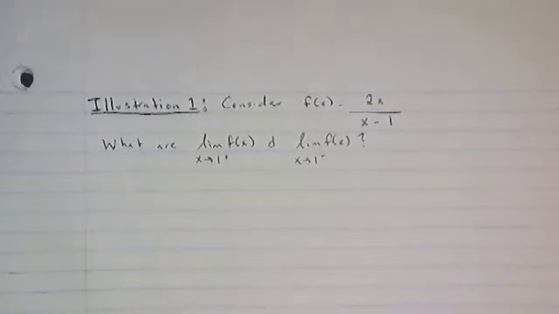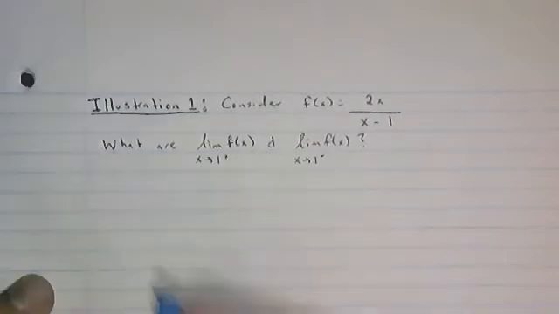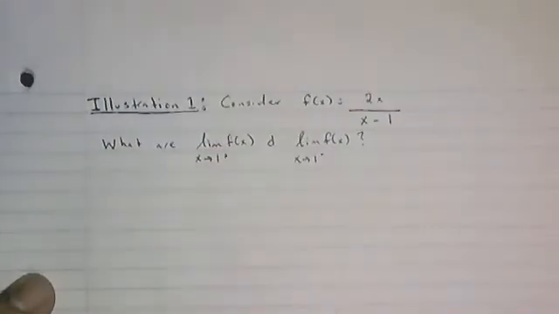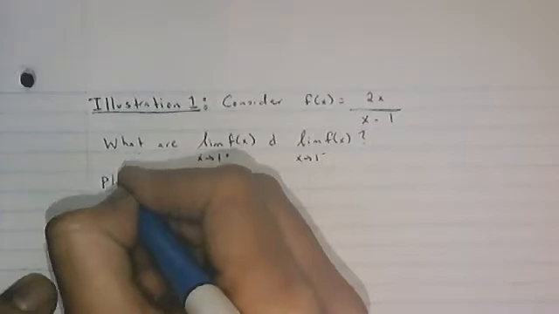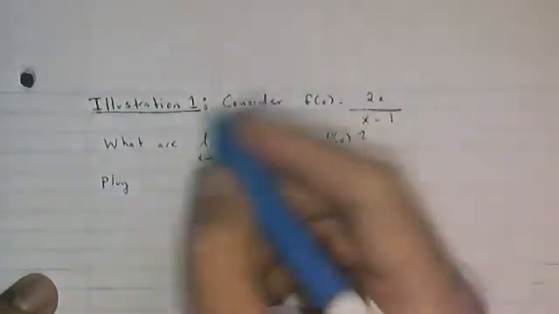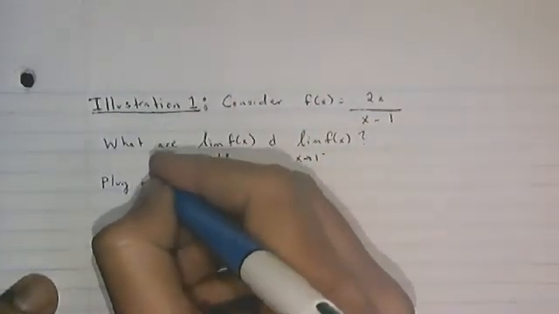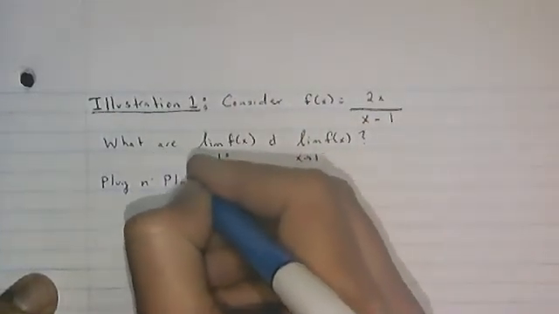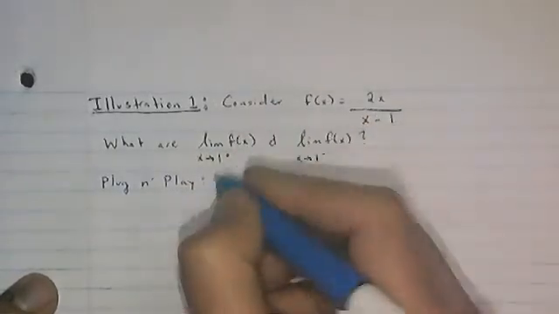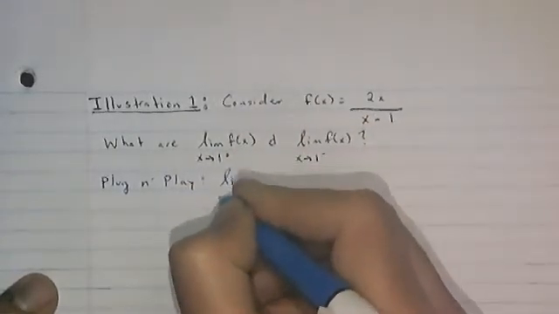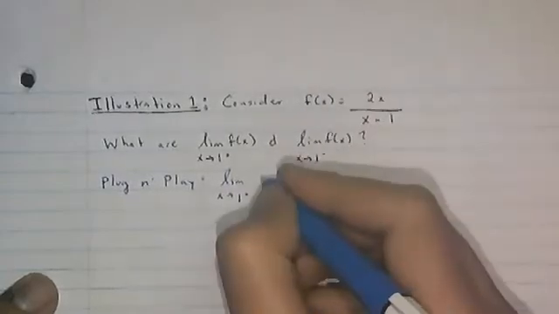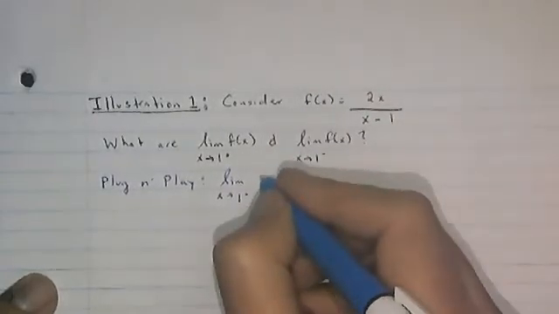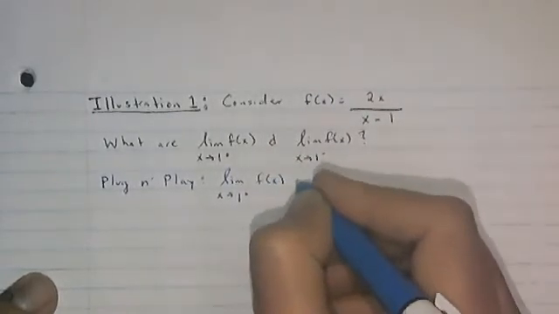Well, first of all, how should we approach every limit that we ever bump into on the street? What's our first move? Plug and play. Let's just see what happens. Maybe we get lucky. We have a pretty good sense that it won't work out because of that denominator, but you never know. Limit as x approaches 1 from the right, try to plug and play.